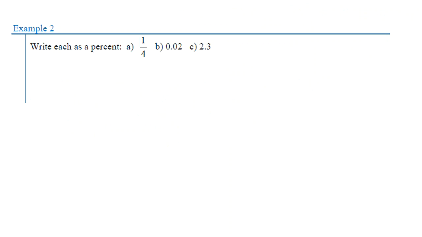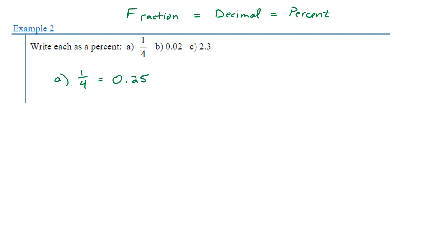Write each as a percent. All right, so here's another practice of taking numbers and putting them in their different equivalent forms. This should be something that we're good at. Sometimes we need a calculator, sometimes we don't. I am going to say that for part A, you shouldn't need a calculator. 1/4, you should know what percent that is, right? If you do 1 divided by 4 on your calculator, you're going to get 0.25. 1/4 is 0.25, which is 25%.